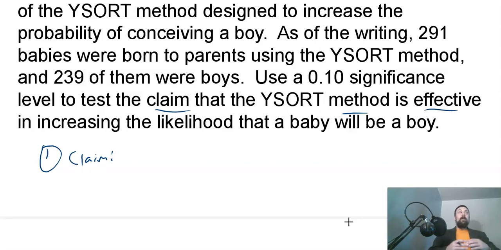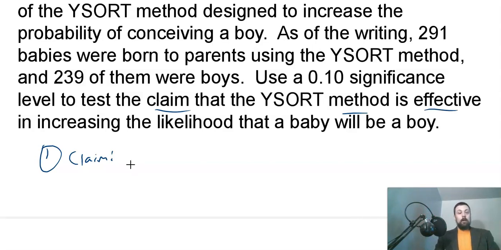So if this method wasn't effective, what percent of the babies would you expect to be boys? You would expect it to be 50%. If the method has any sort of effect, then the proportion of boys that are born would be more than 50%. Now, if you only get like 51%, that's not very effective, but it's more effective than just random chance, right? And so it's not a high threshold here. If it's more than 50%, the method is considered effective. Whether it's practical or not is another question, right?